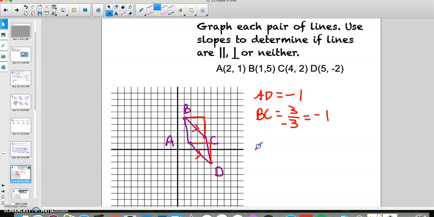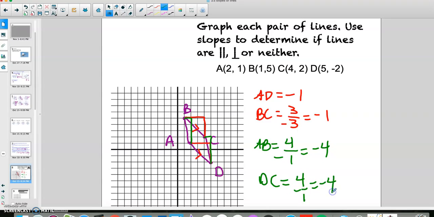Then we can check AB. Actually, let's change that to green so it doesn't get too crazy in our picture. All right, so up 4 over 1, which is negative 4, and then from D to C, up 4 over negative 1. So these are also parallel.